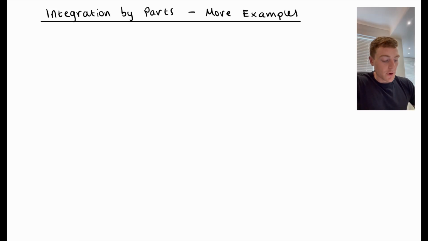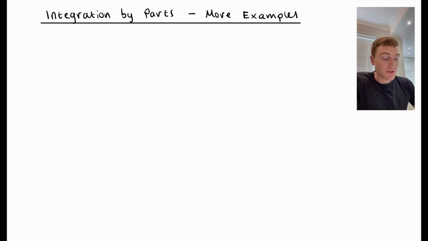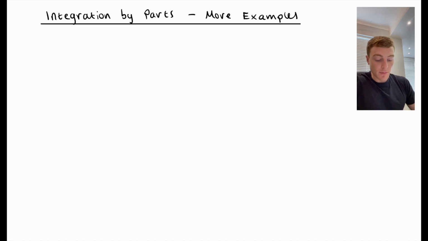Okay, so in this video, I want to go through some more integration by parts examples. Now, I recommend you go to a previous video of mine where I've done some different examples in a bit more detail. But we're going to go through some more questions here. So let's start with integrating x squared e to the x dx.